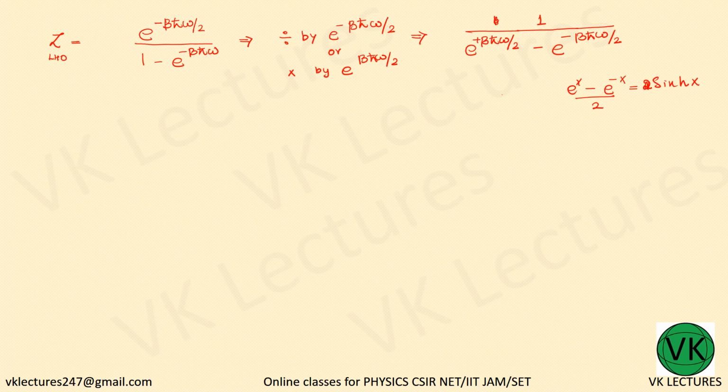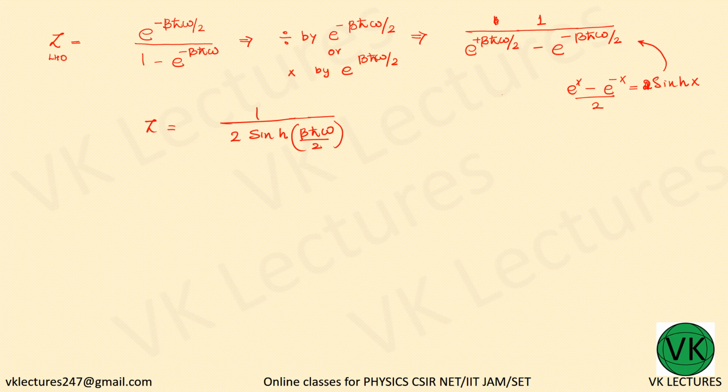Bringing this to the partition function Z, we have Z is equal to 1 divided by e to the power x minus e to the power minus x. So it becomes 2 sine hyperbolic x. What is x? x is beta h cross omega by 2. So this is the partition function in terms of the sine hyperbolic function.